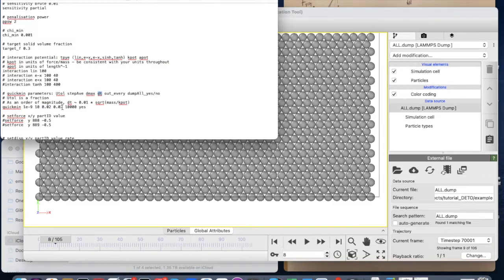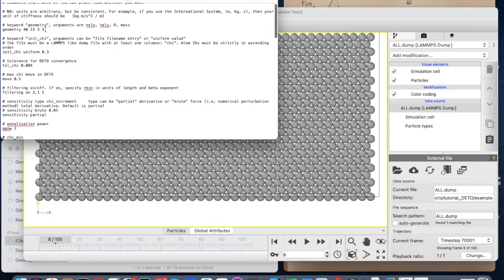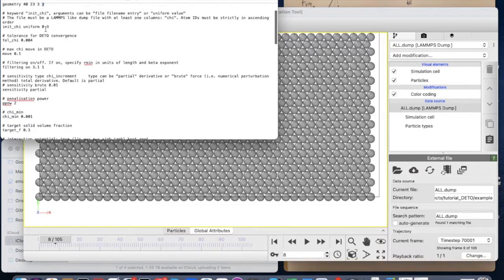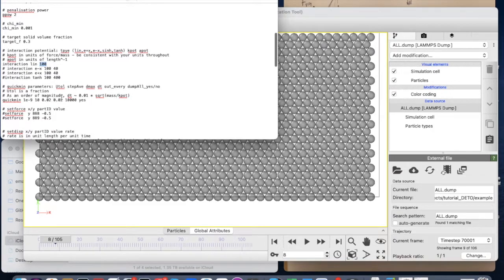DT is because this Quickmin method requires a time step, so you have to attribute a time step to it. A good estimate of the time step is approximately 0.01 times the square root of the mass of a generic particle divided by the stiffness of the interaction potential. So in our case, 0.01 times the square root of the mass, which was 3 grams, we attributed it here. The stiffness of the potential is here, so if you do this calculation, you see that more or less this 0.02 is in the right range.